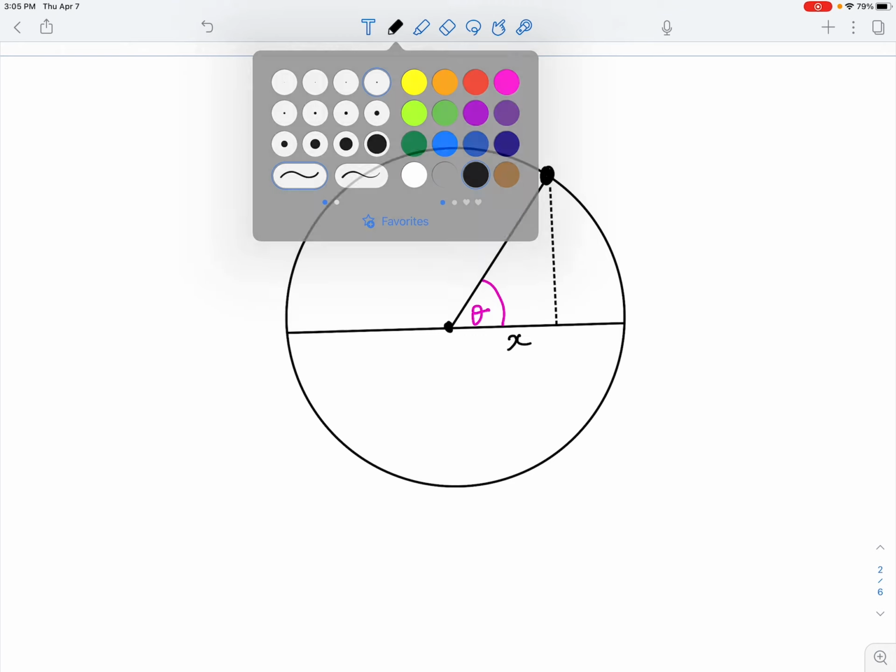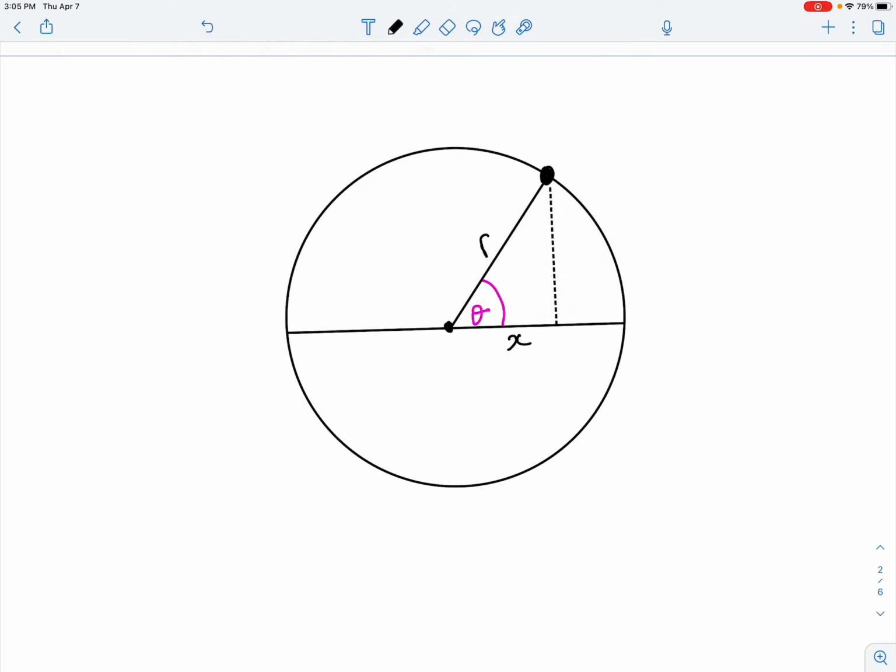So this would be r, where r is the radius there. So you could see, if I wanted to figure out what this x is, then I could use, I think, x would be equal to r cosine theta. Yes, this is true.